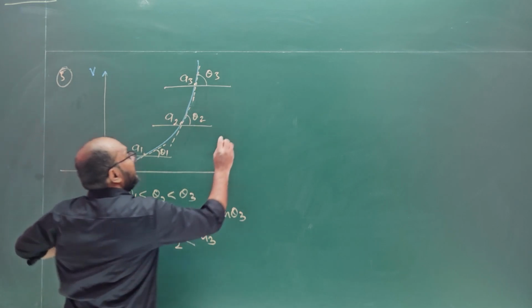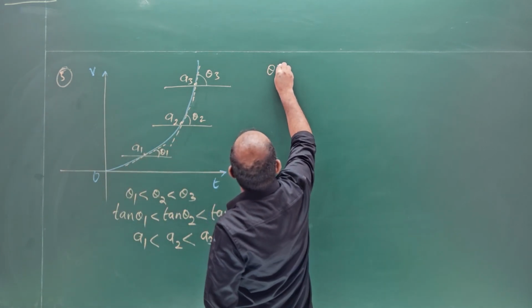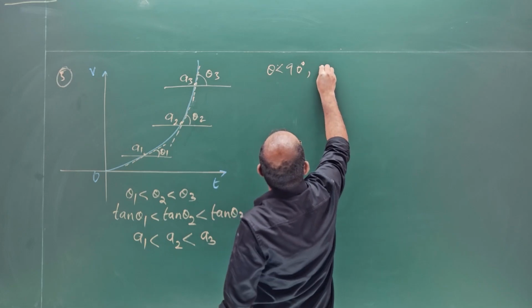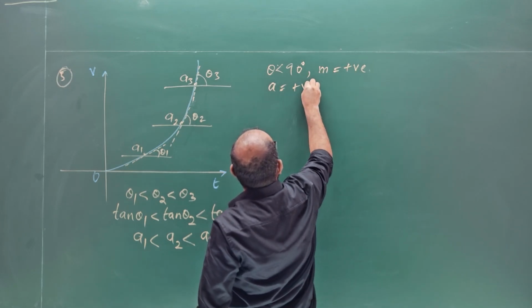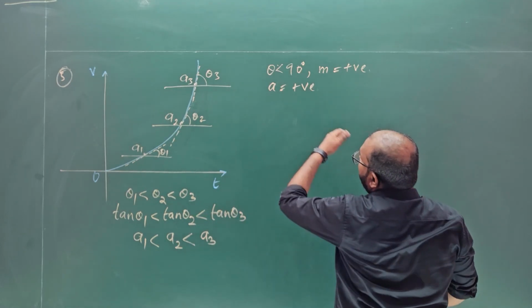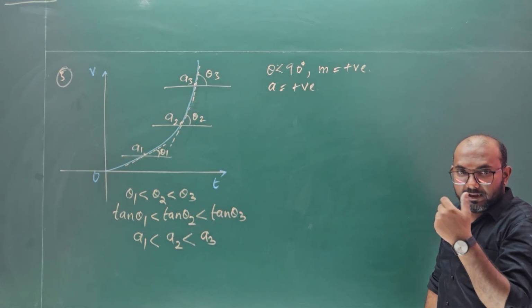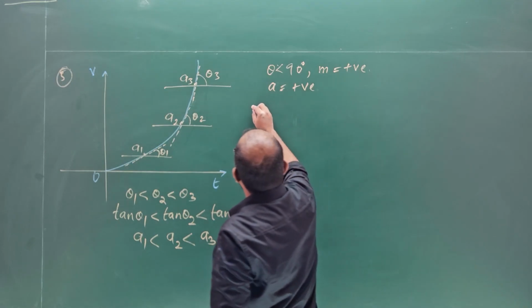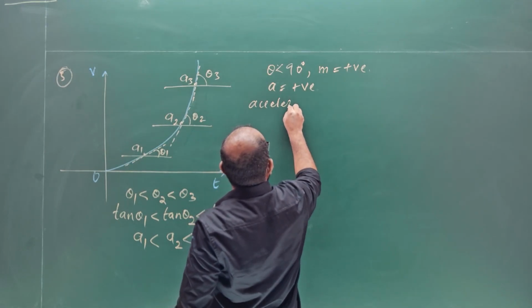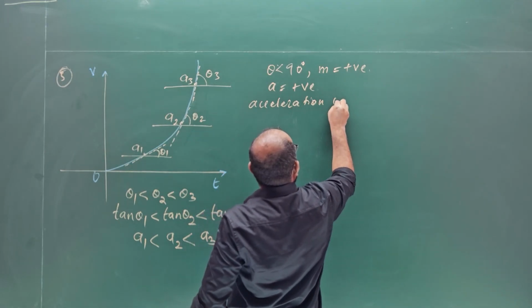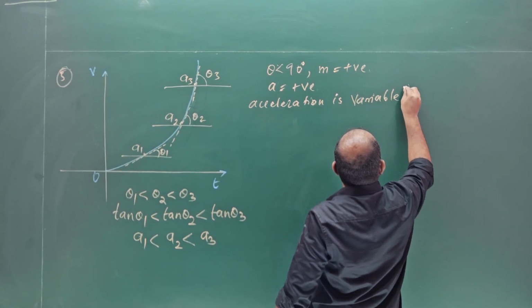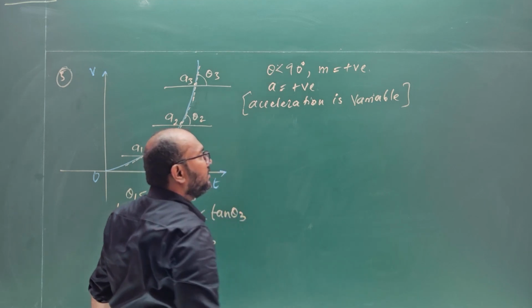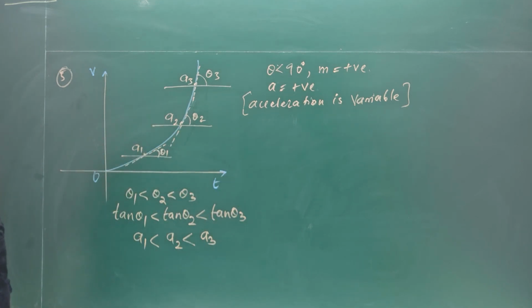So if theta is less than what? 90 degrees, then m is what? Positive. If m is positive, acceleration is also positive. Is the acceleration value increasing or decreasing? Increasing. Then can I say that this acceleration is variable? Okay, acceleration is what? Variable. What about velocity? Definitely velocity is also variable.